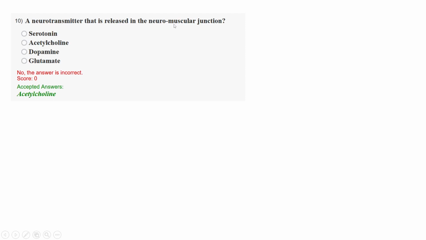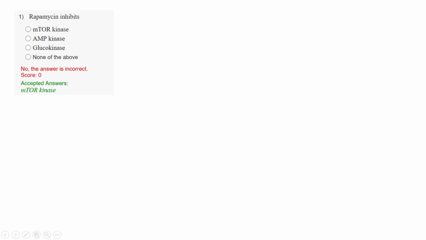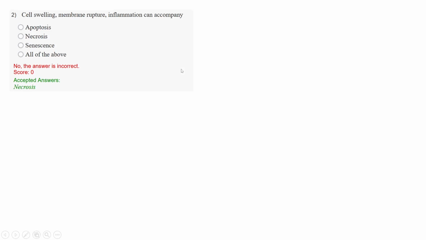The neurotransmitter that is released in the neuromuscular junction, this we have seen, is acetylcholine. Acetylcholine is released in the neuromuscular junction, and it helps in the transmission of information from the brain to the muscle cells. So acetylcholine is the correct option.